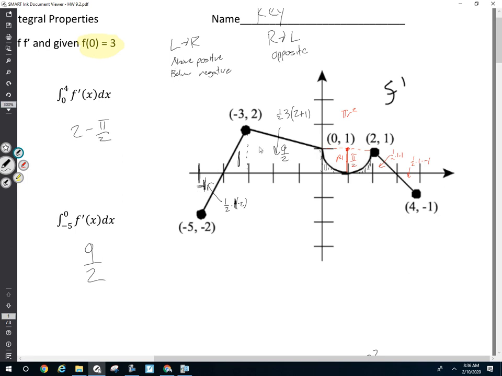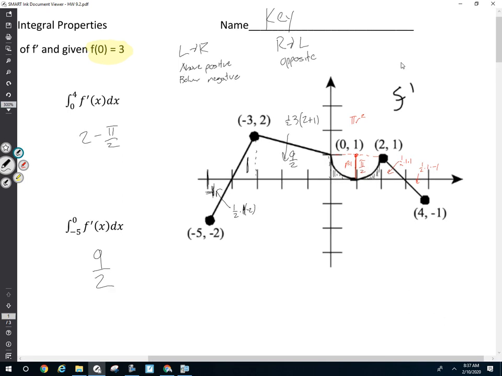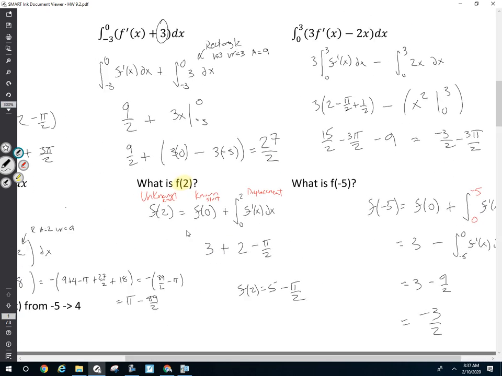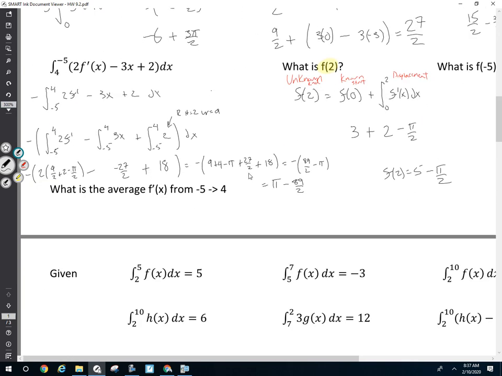Okay, so accumulated areas tell us displacements. You could find this first value at f of negative 5 and see that you go down 1, up 9 halves. We'd get to f of 0 is 3. And then I'd go up another 2 minus pi over 2. I'd go up another half, and then I'd go down a half. Okay, so this is the power that we have knowing about accumulated areas.